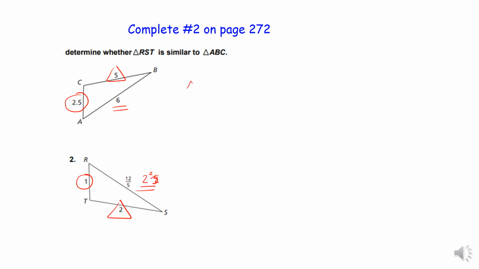Okay, so I'm going to put triangle ABC on top and compare it to triangle RST. I'm going to first do my small side. You don't have to write down all this extra information. I'm just showing you methodically what you want to do. So this would be 2.5 divided by 1, which is 5 over 2. Okay? So do the work. 2.5 is 5 over 2. 5 over 2 divided by 1 is 5 over 2.